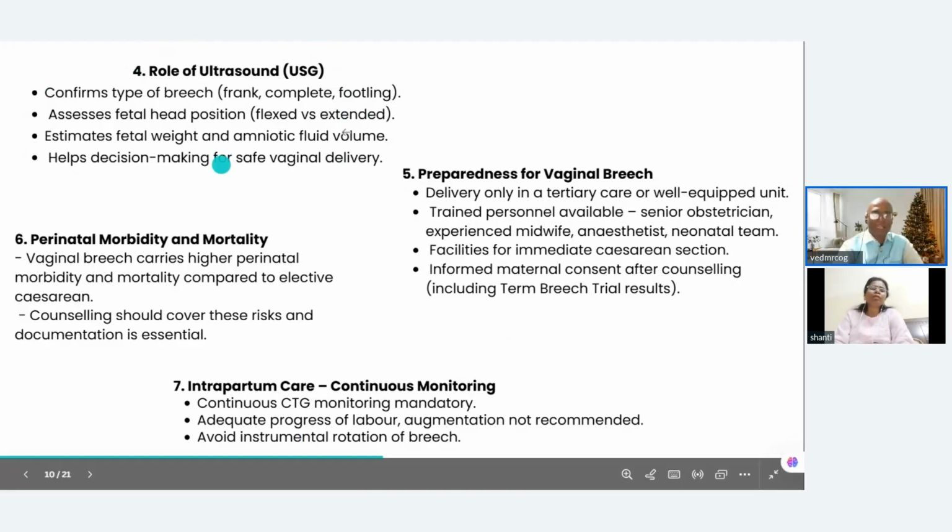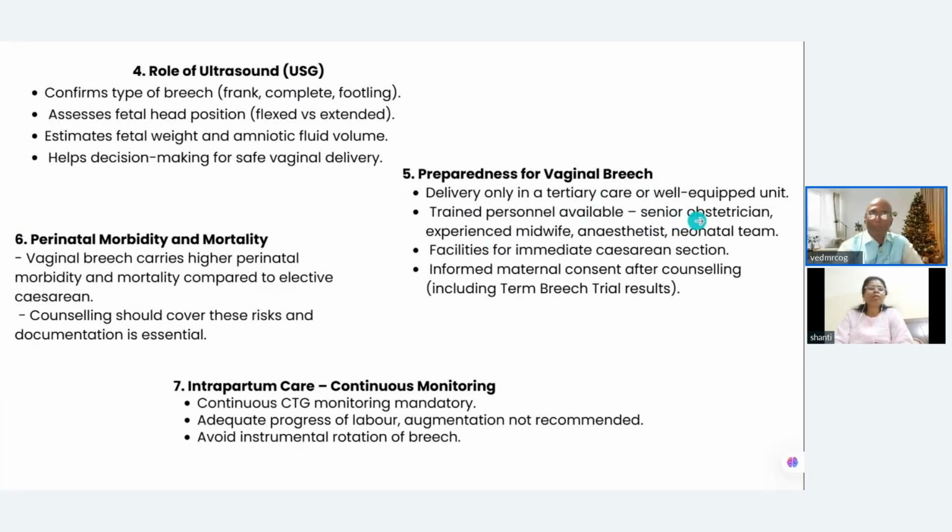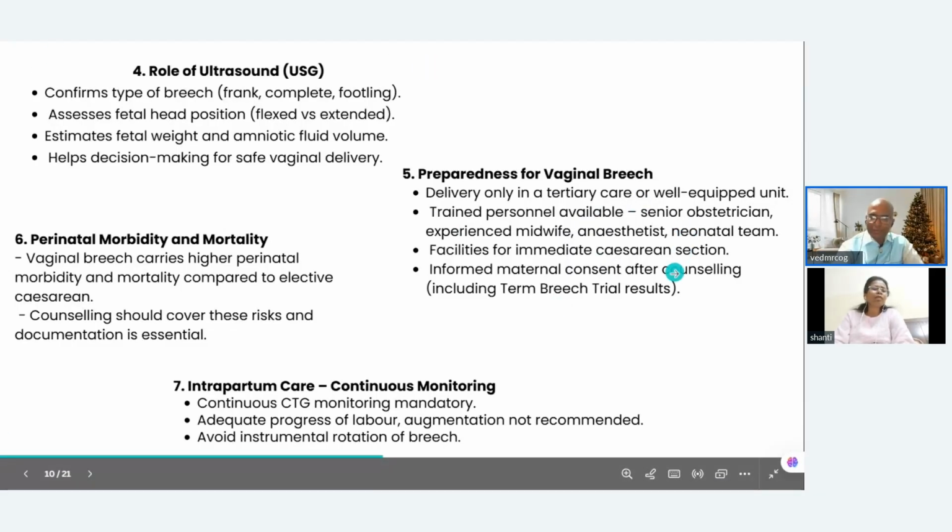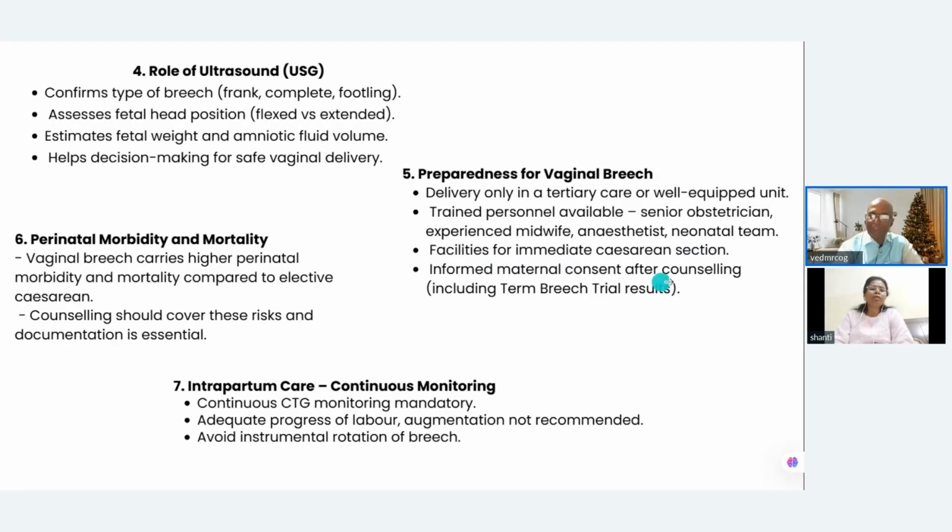Then preparedness for vaginal breech delivery. Delivery only in tertiary care or well-equipped unit. Trained personnel available: senior obstetrician, experienced midwife, anesthetist, neonatal team should be ready. Facilities for immediate cesarean section should be ready. Informed maternal consent after counseling, including Term Breech Trial results. Vaginal breech carries higher perinatal morbidity and mortality compared to elective cesarean section. Counseling should cover these risks and documentation is essential.